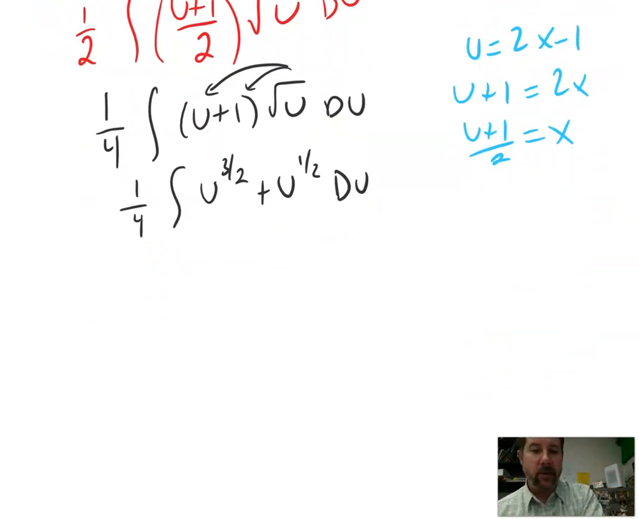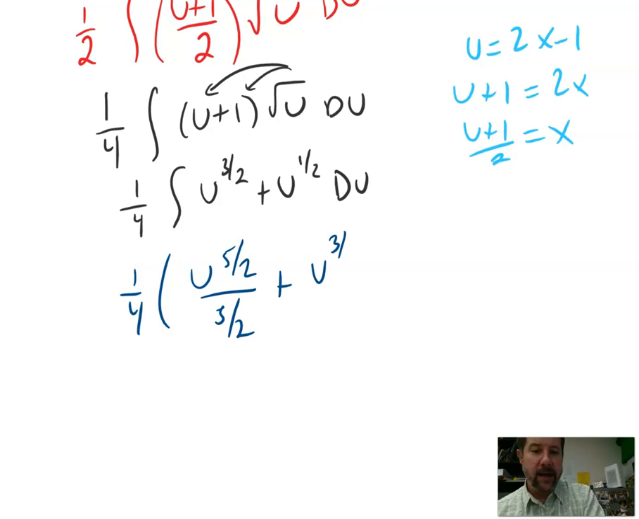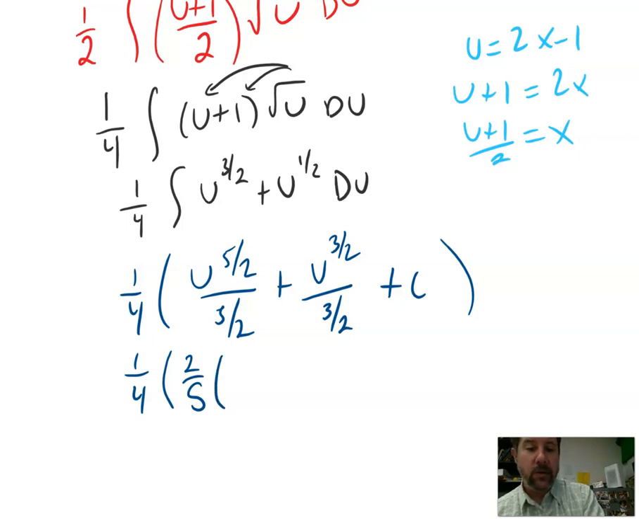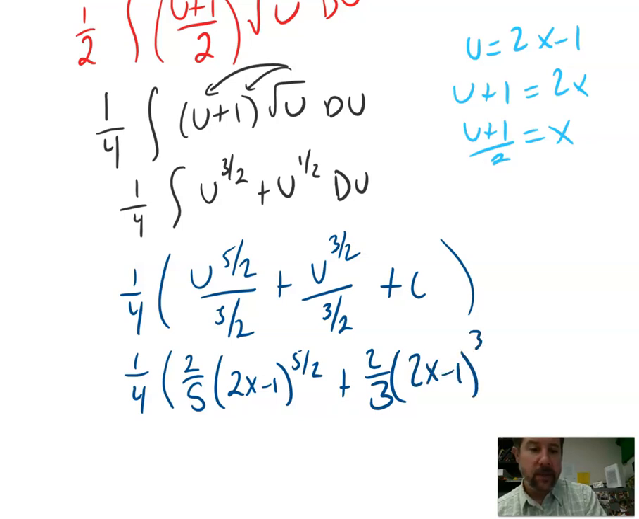All right, so integrating using our power rule, we have 1/4 times u to the 5/2 over 5/2 plus u to the 3/2 over 3/2. Again, don't forget your plus c. So this is simplifying that 1/4 times 2/5 u, which u again was 2x minus 1 to the 5/2 plus 2/3 u, which is 2x minus 1 to the 3/2 plus c.